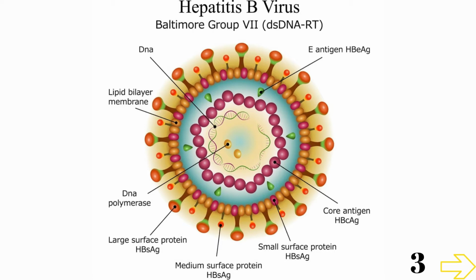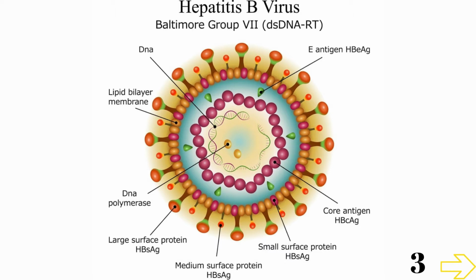And if you see this structure, you will find from our side there is the envelope, and through this envelope you can find the hepatitis B surface antigen. One is the large surface protein, one is the medium surface protein, and the third one is the small surface protein. All of this is hepatitis B surface antigen. You can find this outside, this is the envelope.